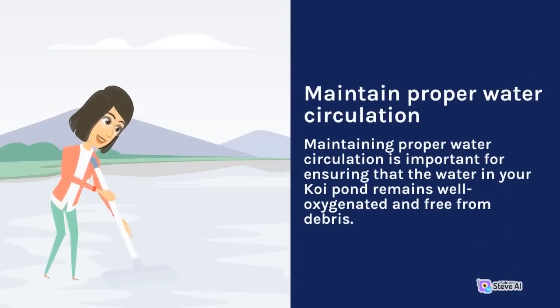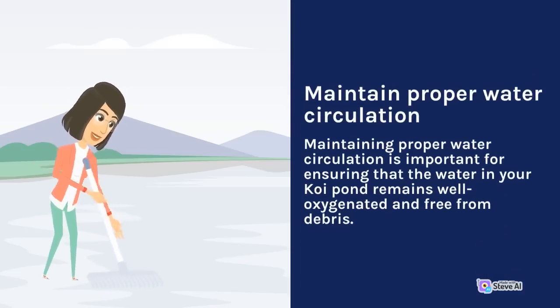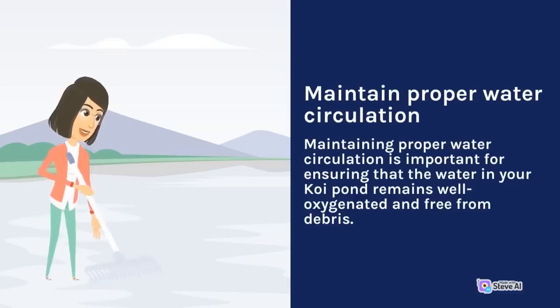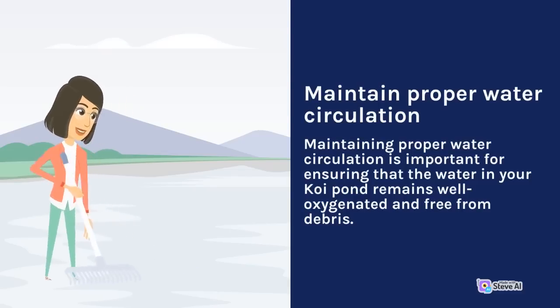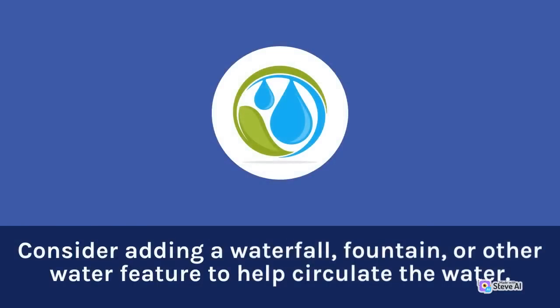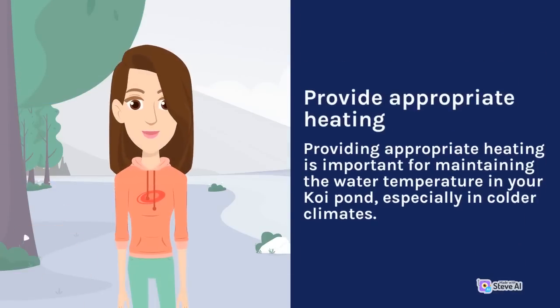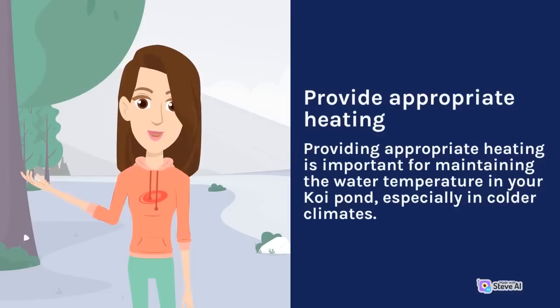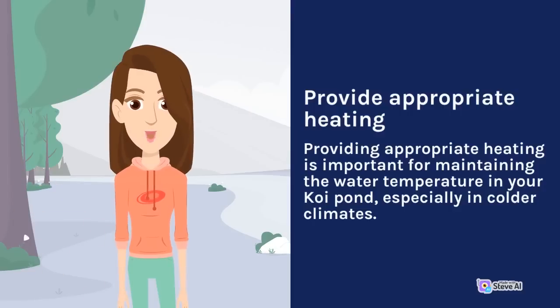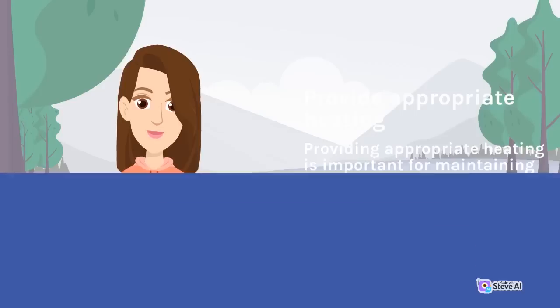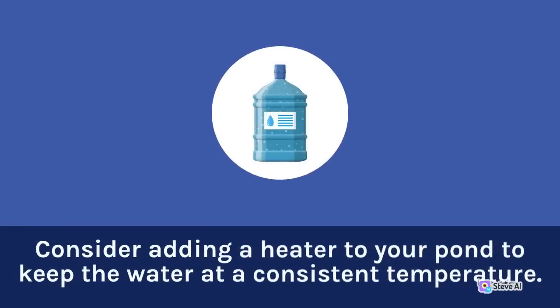Maintain proper water circulation. Maintaining proper water circulation is important for ensuring that the water in your koi pond remains well oxygenated and free from debris. Consider adding a waterfall, fountain, or other water feature to help circulate the water. Provide appropriate heating. Providing appropriate heating is important for maintaining the water temperature in your koi pond, especially in colder climates. Consider adding a heater to your pond to keep the water at a consistent temperature.